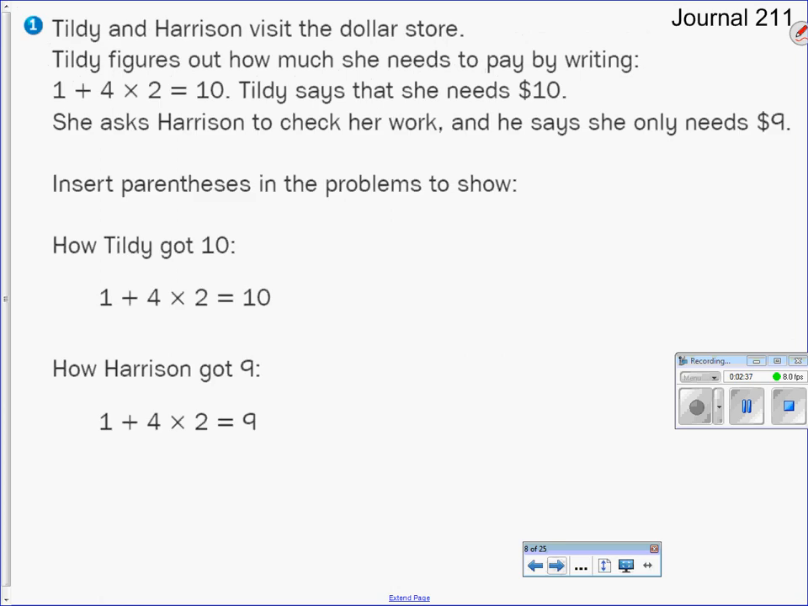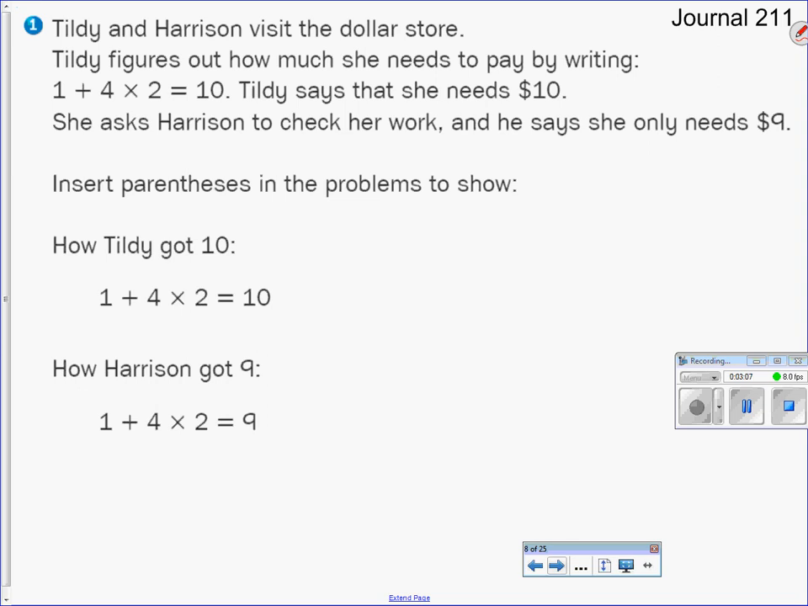All right, so here is the problem. Tildy and Harrison visit the dollar store. Tildy figures out how much she needs to pay by writing 1 plus 4 times 2 equals 10. Tildy says she needs $10. She asks Harrison to check her work, and he says she only needs $9. Insert the parentheses in the problems to show how Tildy got her 10 and how Harrison got 9.